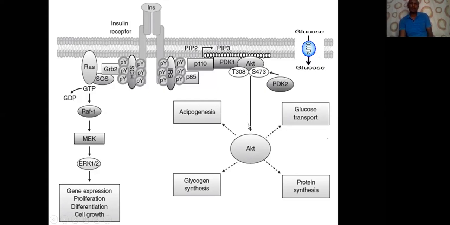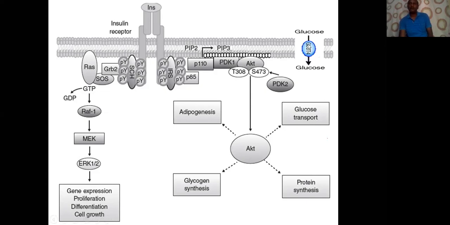And activated protein kinase B, what it does, it is involved in many functions. One is adipogenesis, then glycogen synthesis, protein synthesis, and another mechanism is glucose transport. So how does protein kinase B help in glucose transport? By translocating the transporter, that is GLUT4. GLUT4 you have here on the membrane.